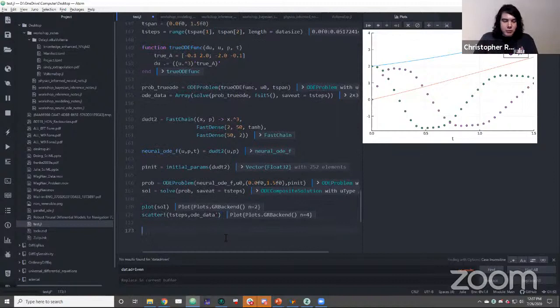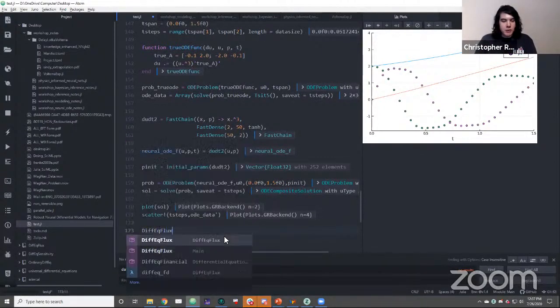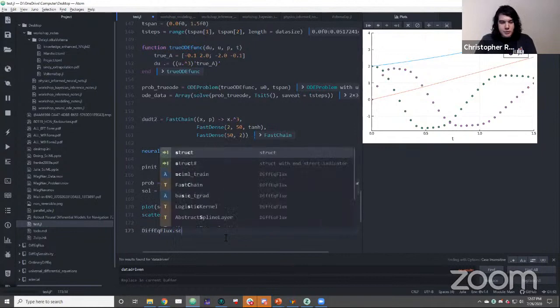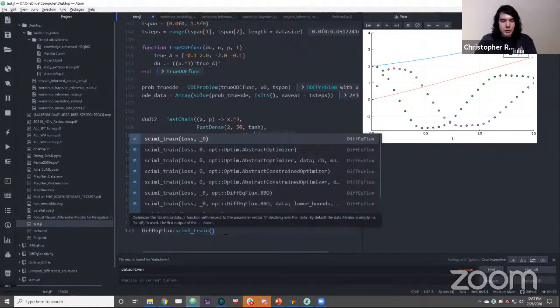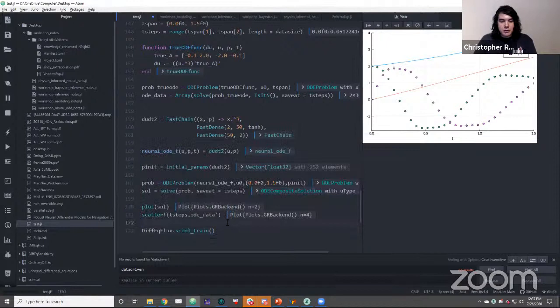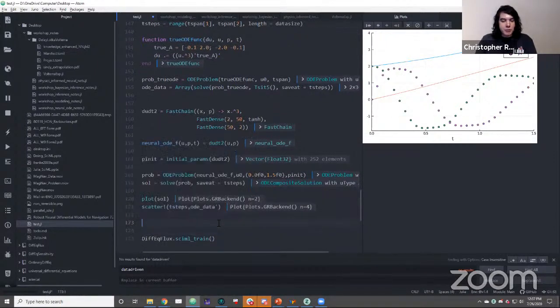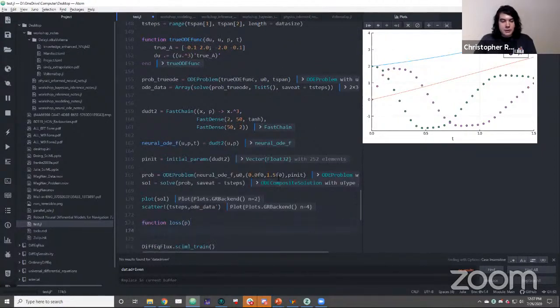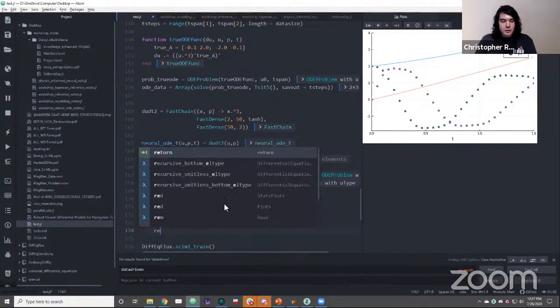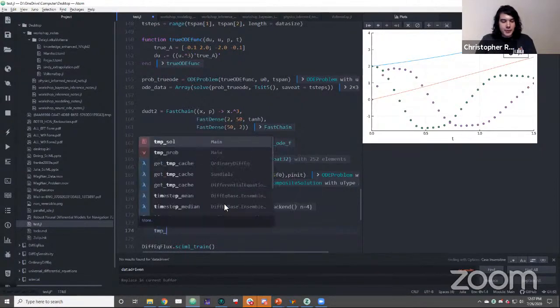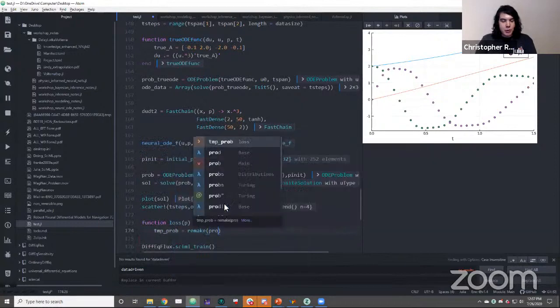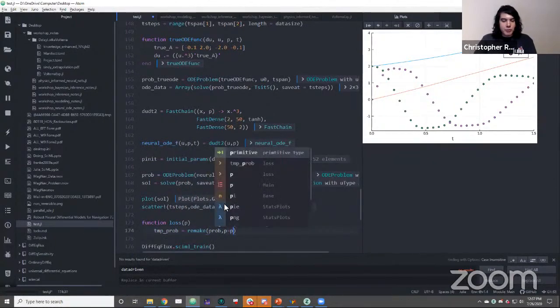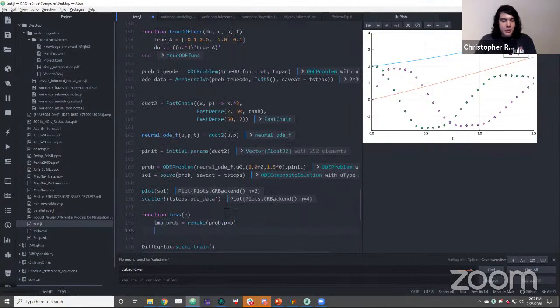So it's the same steps that we did before. We want to just say DiffEqFlux.sciml_train. We want our loss function, so we need to write a loss function that encapsulates this idea of fitting the values. So here we want to say function loss of my parameters, let's have a temporary problem where we remake our original problem and we make our new parameters be the input. And now we solve this problem.